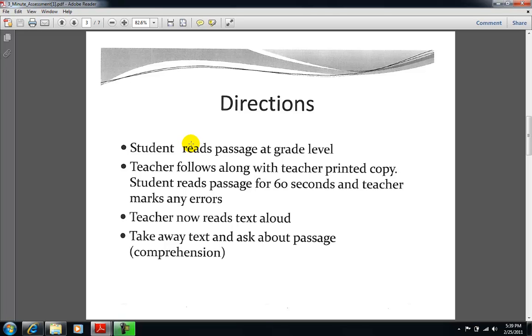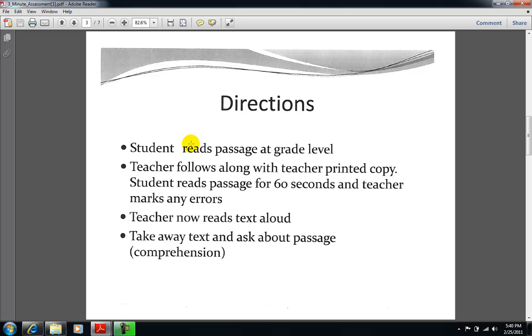The first step is the student reads a passage at grade level. Now I've encouraged you all to have your students read one at grade level, one below grade level, and one above grade level. Now the text passage that you decide to start with is up to your discretion and up to really where you think at this point your student should start. You can start at grade level, and depending upon what the score is, whether it's independent or instructional, you can move on to the grade level above.